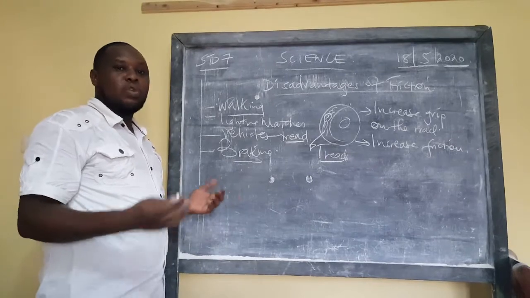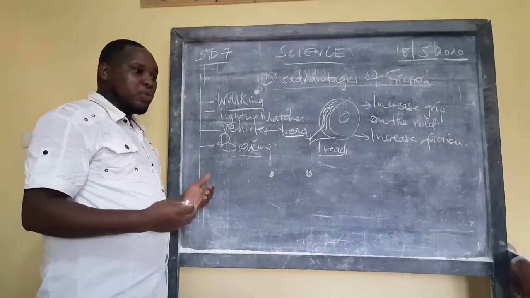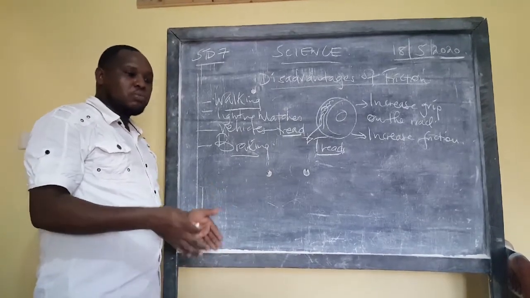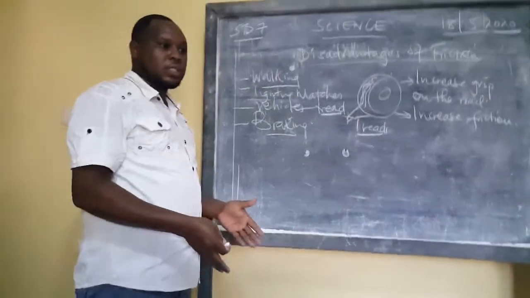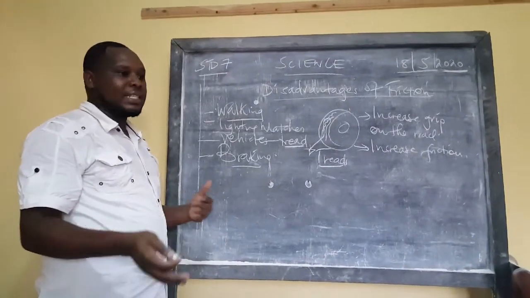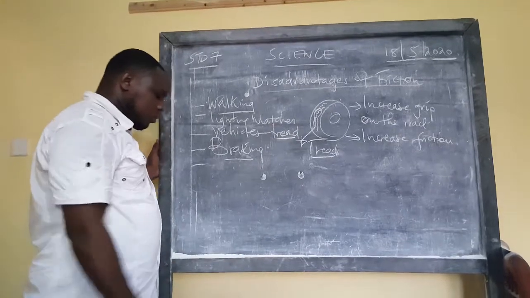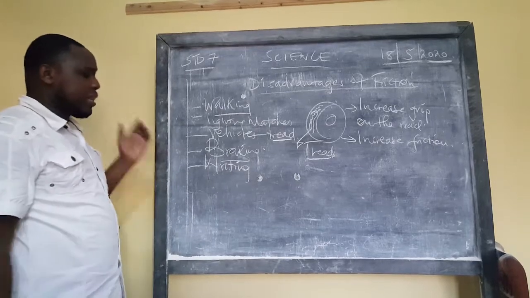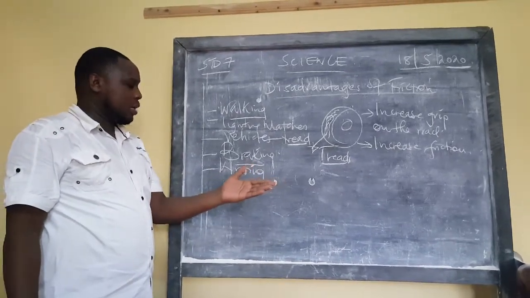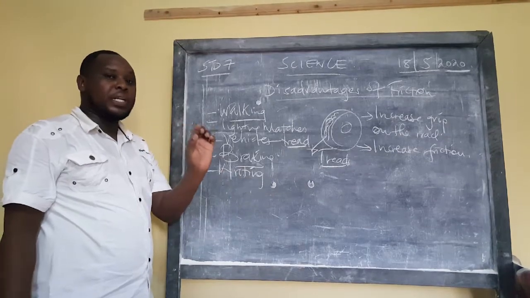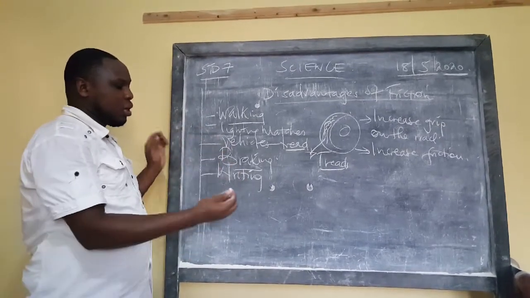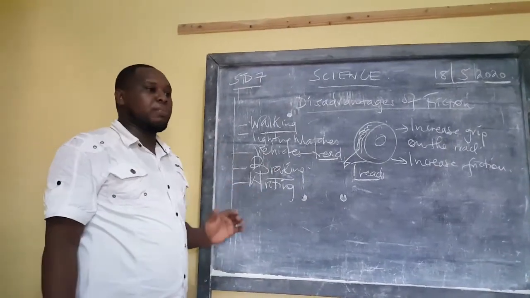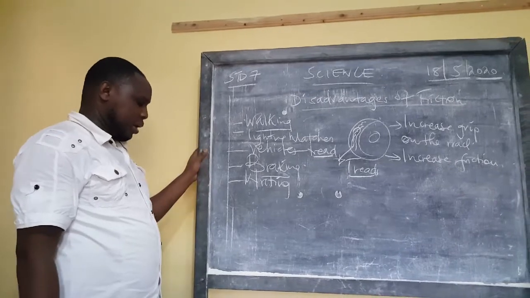Even you yourself, when you want to brake and stop, maybe you are running and somebody was running after you, there's a way you will twist your foot to be able to brake and make a turn. We also talked about when one is writing. When you are writing on the board or in a book, you need friction between the pen point and the book, or between the chalk and the blackboard, so that you can write well.